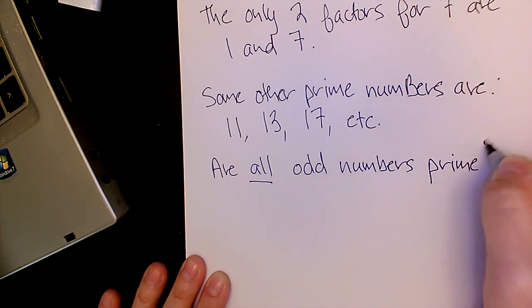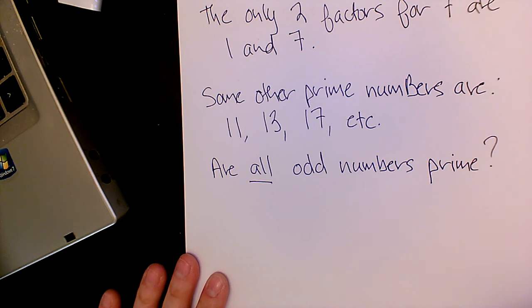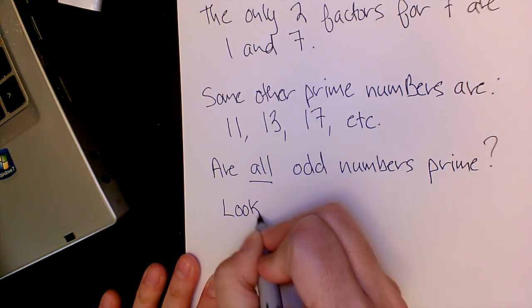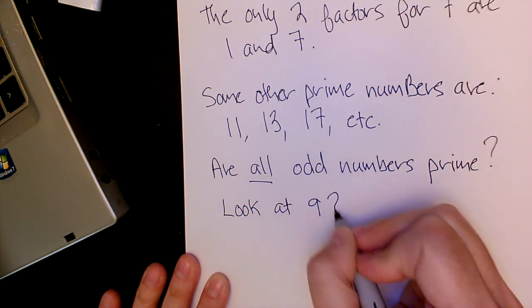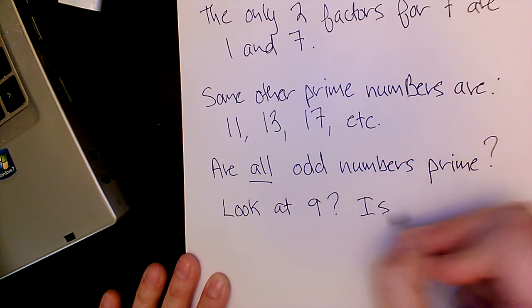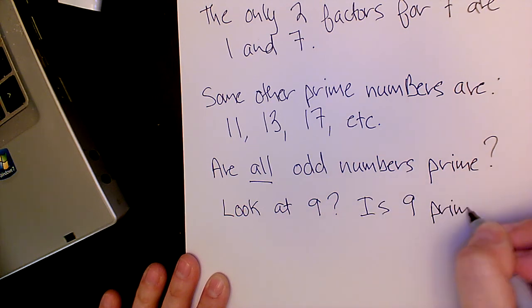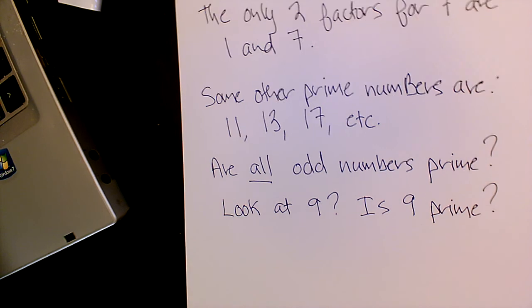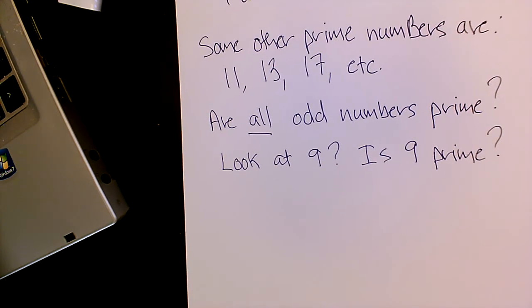Well, you might think that, but I'm going to say look at 9. 9 is odd. Is 9 prime? Are there any other numbers besides 1 and 9 that will go into 9? Does 2 go in? Does 3 go in? Does 4 go in? Does 5 go in?